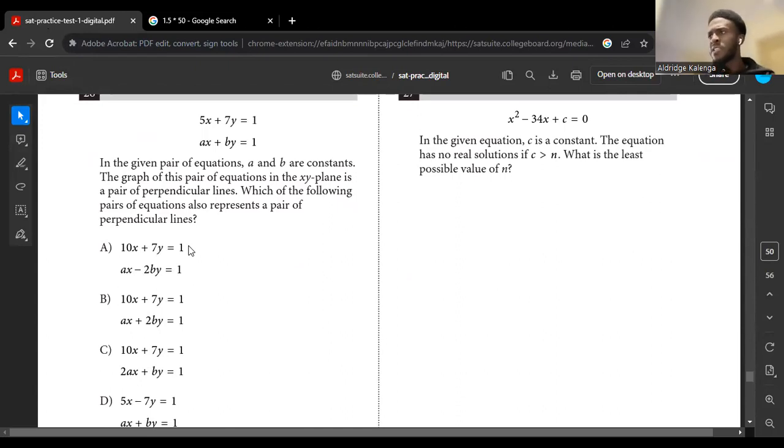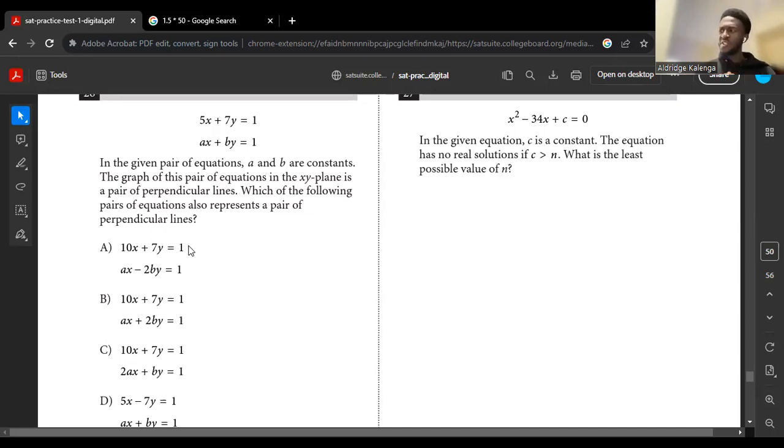In the given pair of equations, A and B are constants. The graph of this pair of equations in the XY plane is a pair of perpendicular lines. Okay. Which of the following pairs of equations also represents a pair of perpendicular lines?